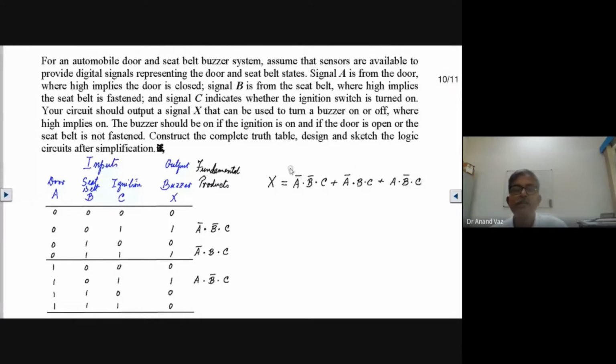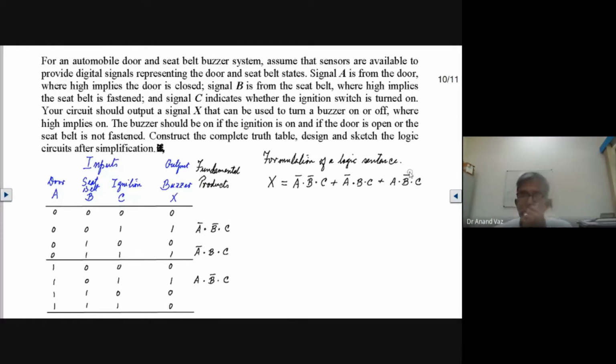So you can see that you have formulated this problem. This is called the formulation of a logic sentence. And this is very important. You should be able to do this. Only then you will be able to proceed with building up a circuit for this. So you have to formulate this.